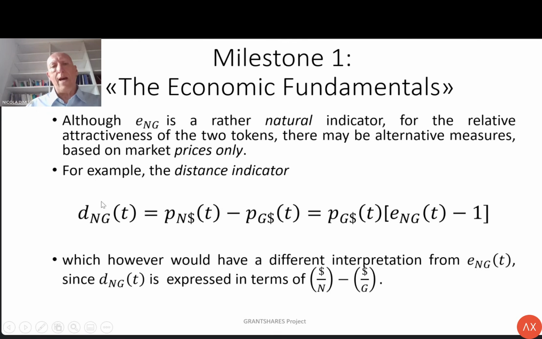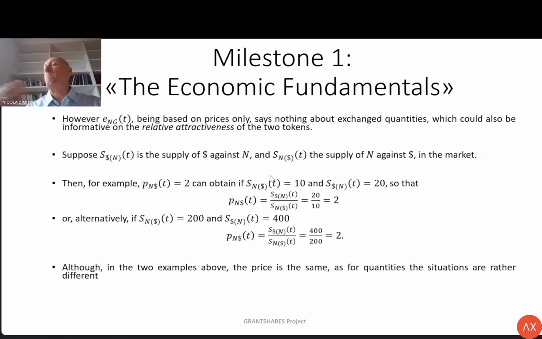Of course, you can think about other indicators of relative attractiveness. For instance, another immediate indicator that can come to mind would be the distance indicator, the difference between the two prices, which, however, will not have an obvious interpretation in terms of how many G tokens you need to buy one N token. It would have a different interpretation: the difference in dollars that you can get by using one unit of NEO token or one unit of gas token. It wouldn't be so immediate in terms of interpretation, but it could be constructed, and many others could be constructed.